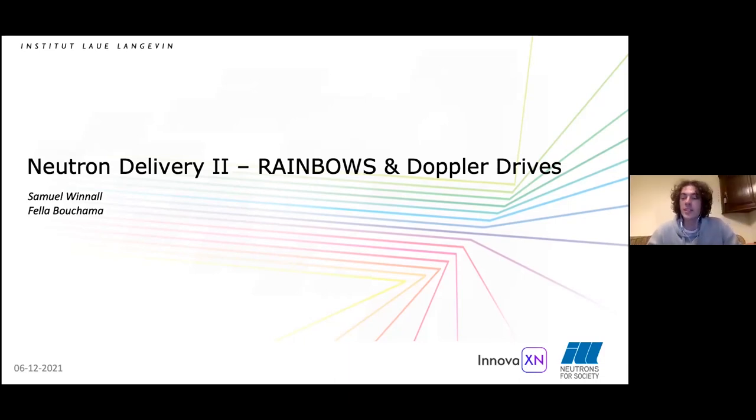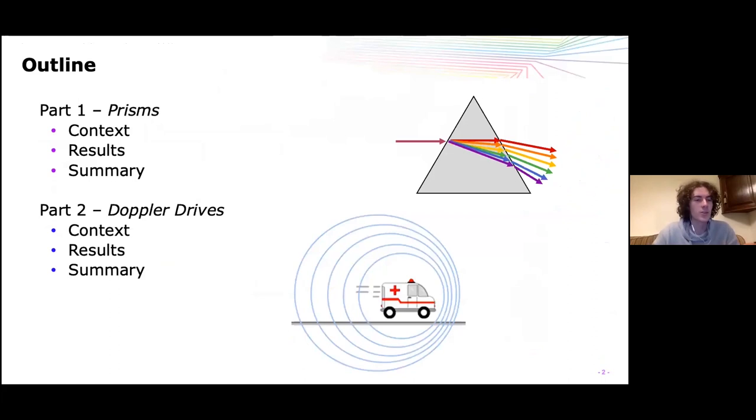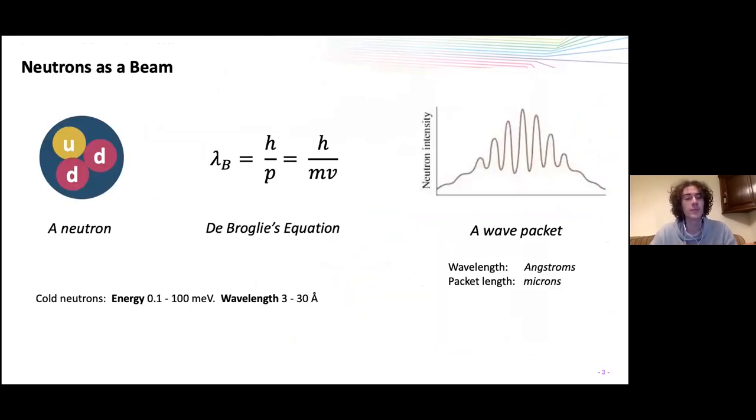So I'm going to be doing the second half of the talk and the second half of neutron delivery, focusing on two separate things: rainbows, and Doppler drives. So I'm going to be splitting it into two sections. The first half is going to be on prisms, and then the second half will be on Doppler drives.